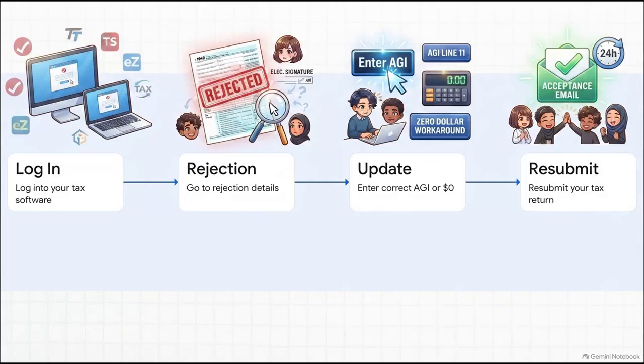In these scenarios, you simply enter $0 as your prior year AGI, and that should bypass rejection entirely. So the crucial point is how we actually execute this fix in your software. The great news is it's completely software agnostic. Whether you use TurboTax, TaxSlayer, Easy Tax Return, or really anything else, the process is pretty much the same.